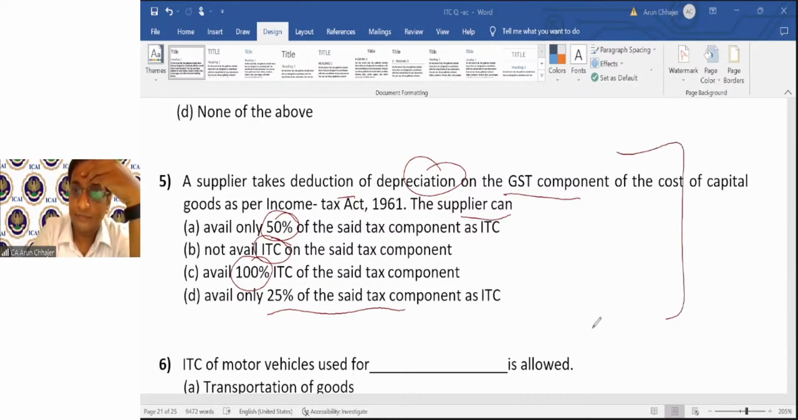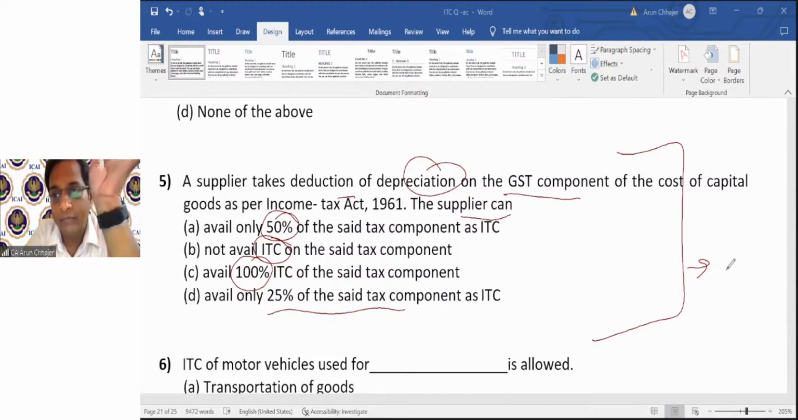Again, this will be very important. Multiple times it has formed part of the practical problem. Multiple times this type of particular situation is considered in the practical problem of ITC.